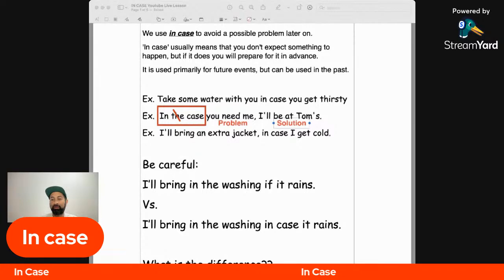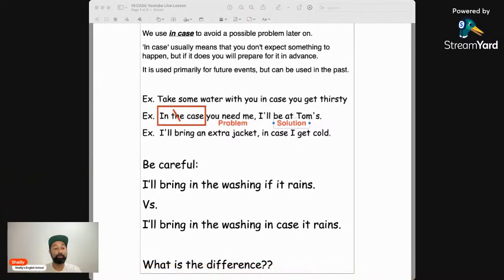Who can tell me what that possible problem will be? I'll give time for everybody to think and then type your answer in the comment section.